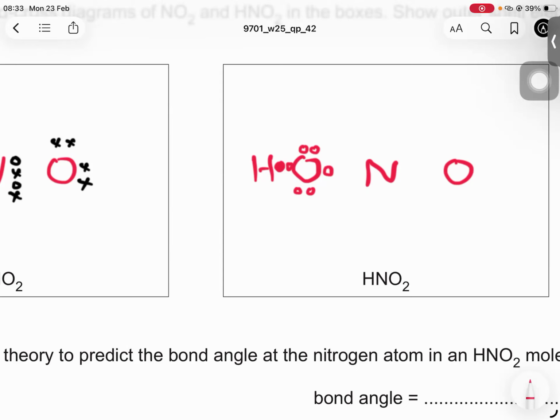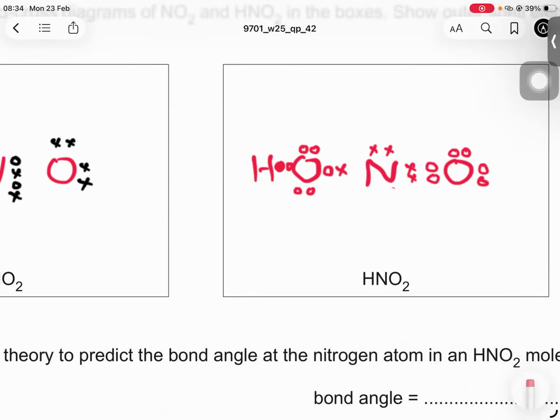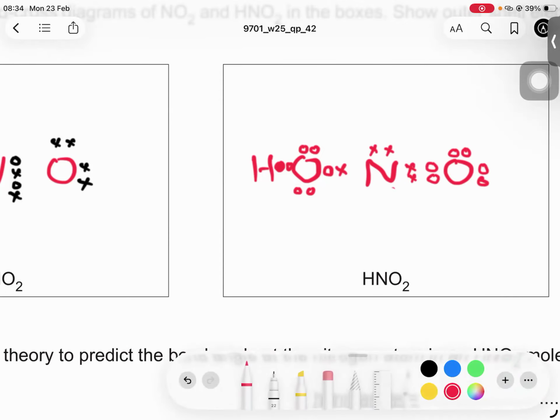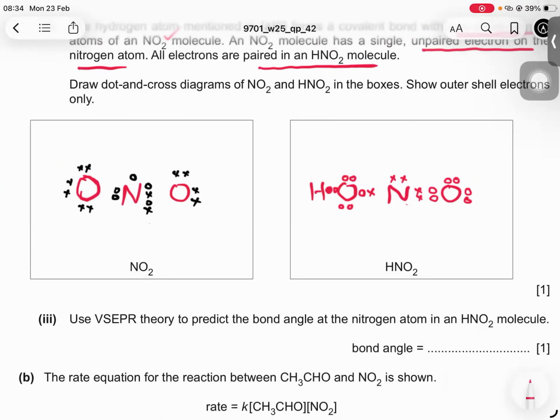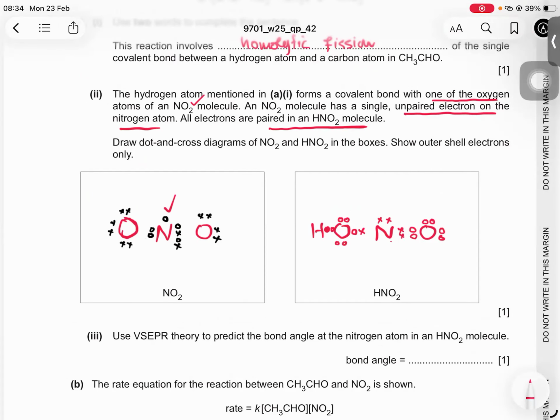And if oxygen shares 1 electron with nitrogen, nitrogen has 1, 2, 3, 4, 5 electrons, right? So now again they can share 2 electrons on this side. These 2 electrons I'm going to share with this oxygen. I think now the octet is complete for all 3, right? Here it is. Do you get it? So there is no single electron. All of the electrons are paired, and there is a single electron on NO2. So I think that's the criteria that is given to this. So that is a kind of hint.